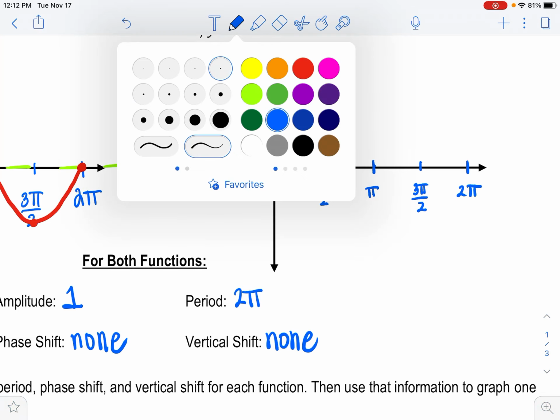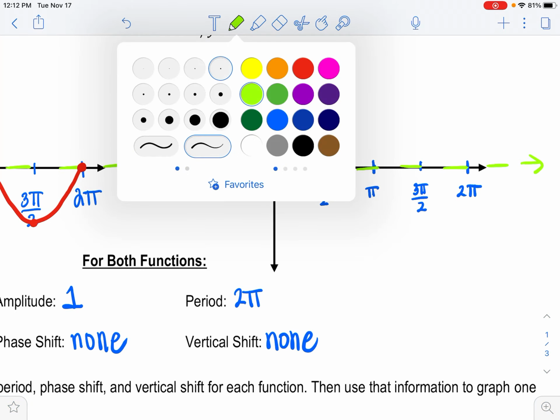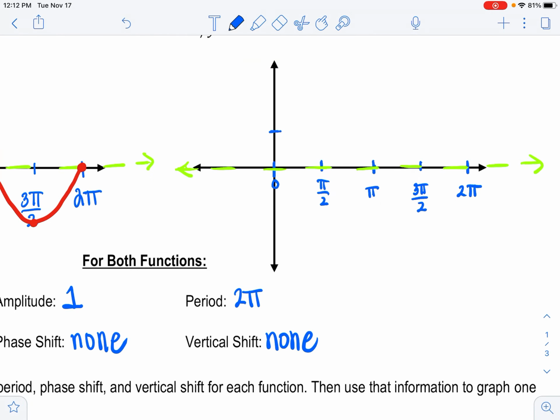Now I can draw my midline. My midline, there's no vertical shift, so it's at y equals 0. Now I'm going to show the highest my graph goes. The amplitude is 1. So the highest it's going is 1. The lowest it's going is -1. Now I'm ready to graph my cosine function.